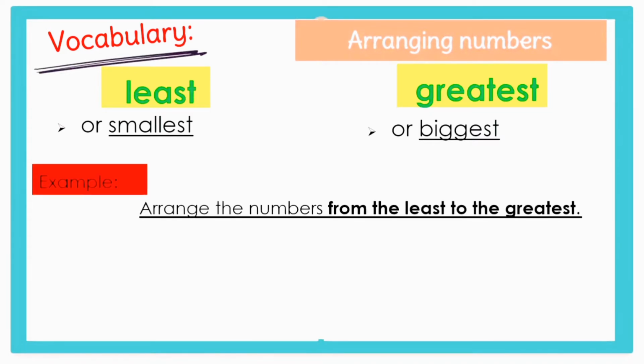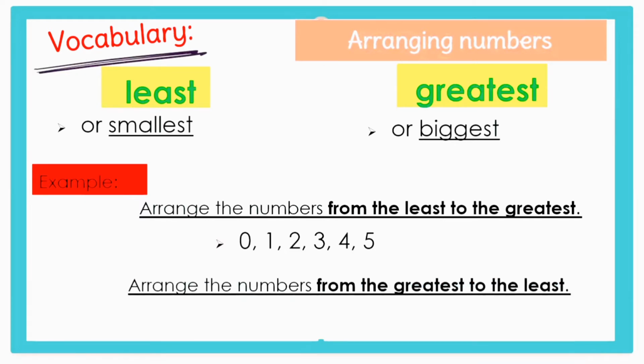Example, we're going to arrange the numbers from the least to the greatest, meaning from the smallest to the biggest. The easy example we have is 0, 1, 2, 3, 4, 5. So the numbers are increasing.